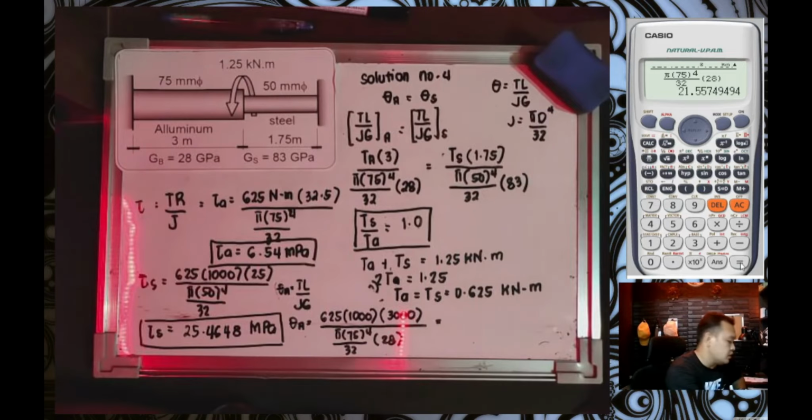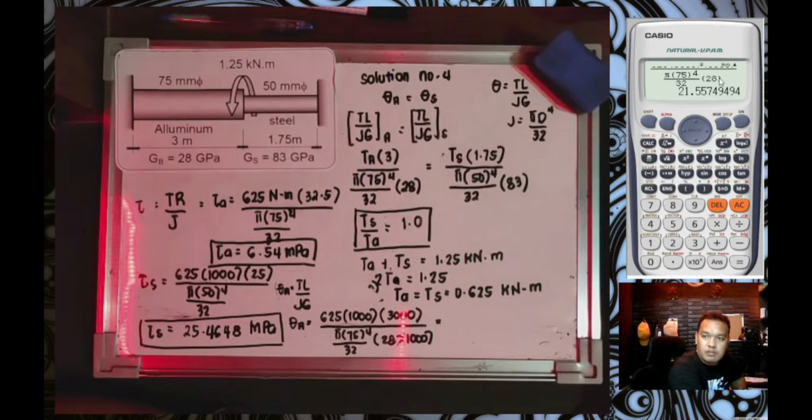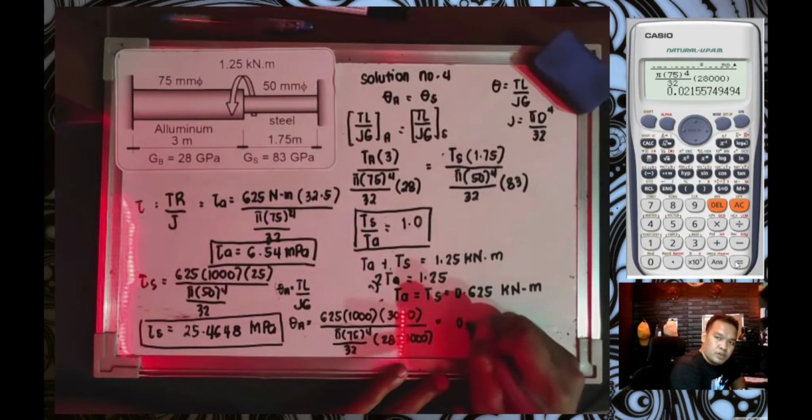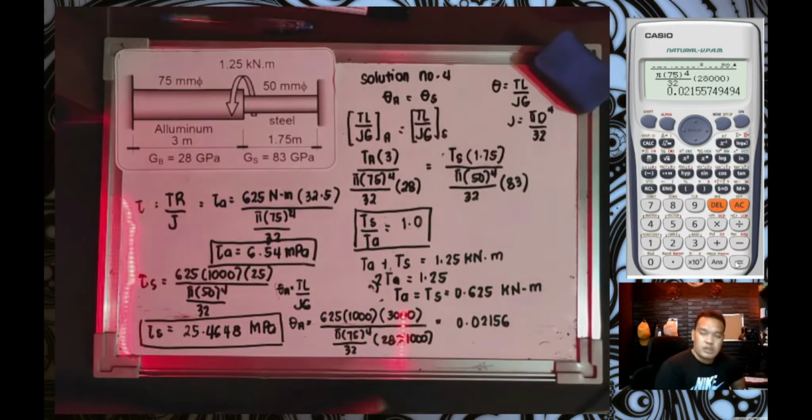Equals. So, meron tayong 21. Wait. Check natin yung mga unit pala. Si 28 is naka-GPa, no? So, kailangan natin siyang MPa. So, ito ay times 1,000 din. Multiplied by 1,000. Equals. So, meron tayong 0.0215556, no?